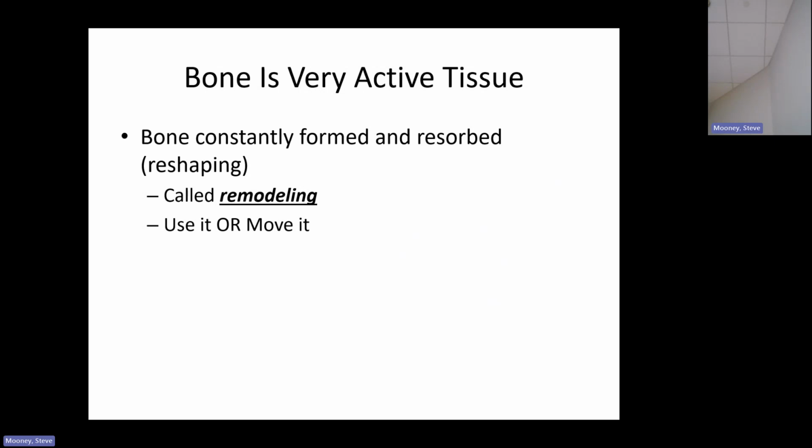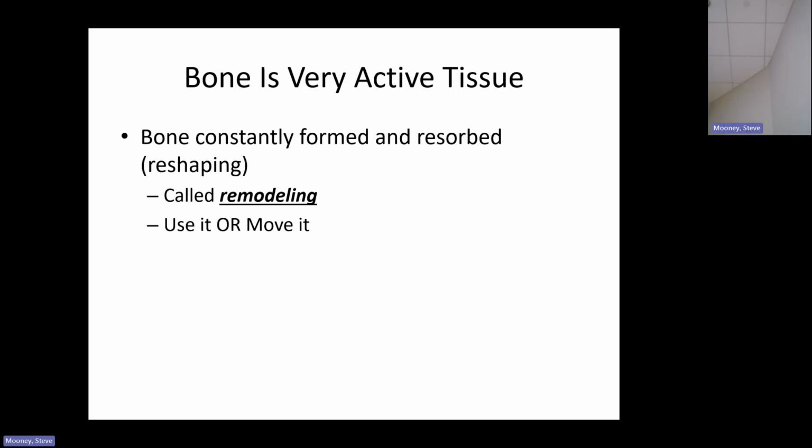The bone is very active tissue, so constantly being formed and resorbed or reshaping itself with the goal of basically use it or move it. If it doesn't serve a purpose, we're going to clear that bone and we're going to put it somewhere else. So everybody knows about the 2 astronauts that got stranded up at the space station. They weren't planning on being there. They've been here 8 or 9 months now. They expected to be up there a week. They're up there for 9 months.